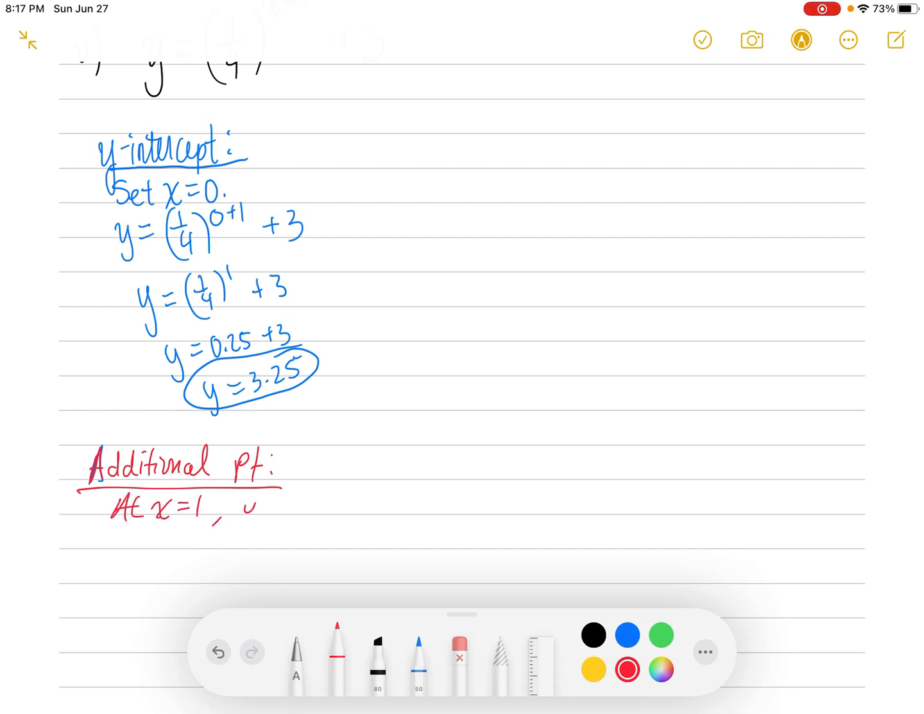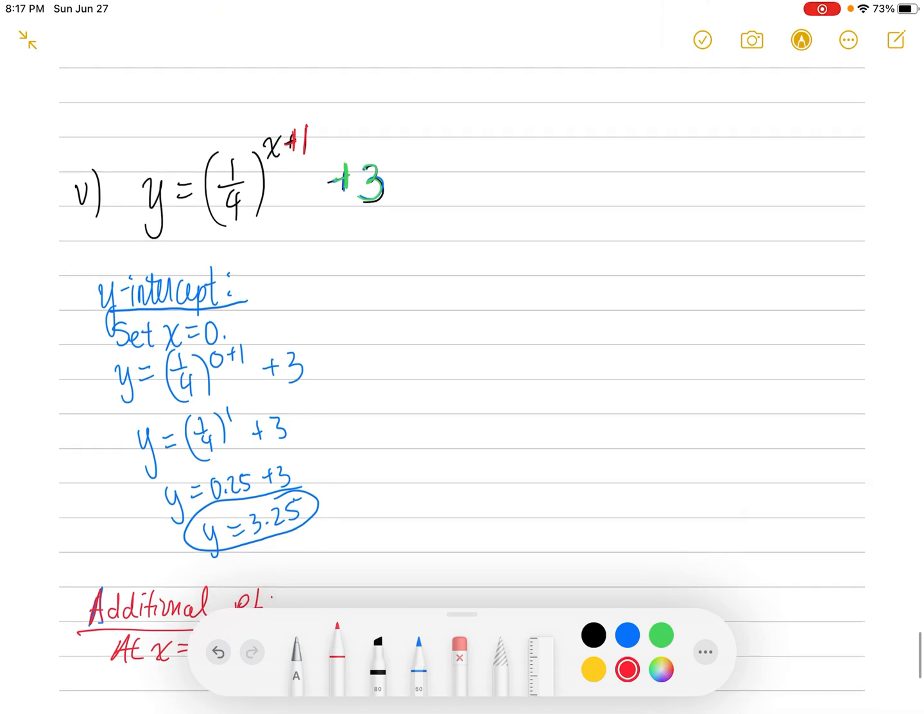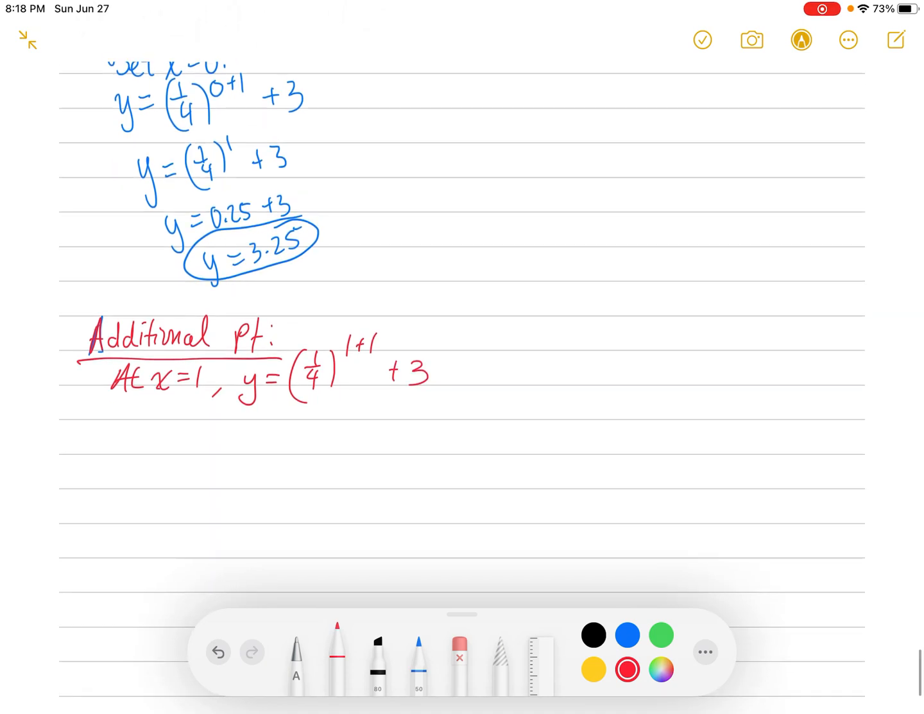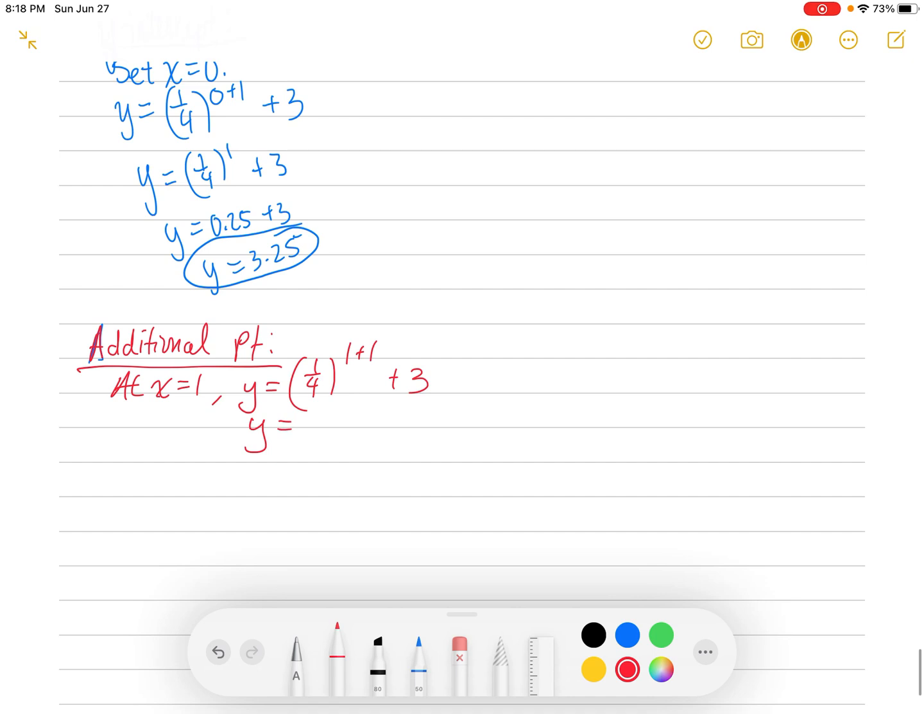Now how about an additional point? Make that red, I guess. Well, we'll plug in 1 for x and see what happens. What is y when you plug in 1 for x? So I'm going to have 1/4 to the, plug in 1 for x, and then we have another plus 1 up top, and then we have a plus 3 outside of the house. So 1/4 raised to the 1 plus 1 is 2 power, so I got 1/4 squared plus 3. What's 1/4 squared? Well, it's 1/16, right? 1/4 times 1/4 is 1/16.